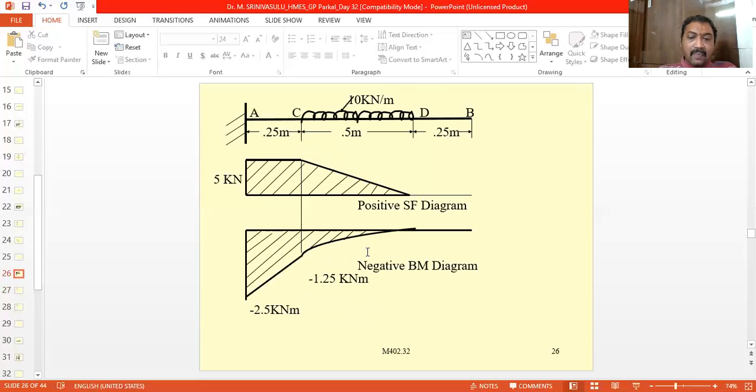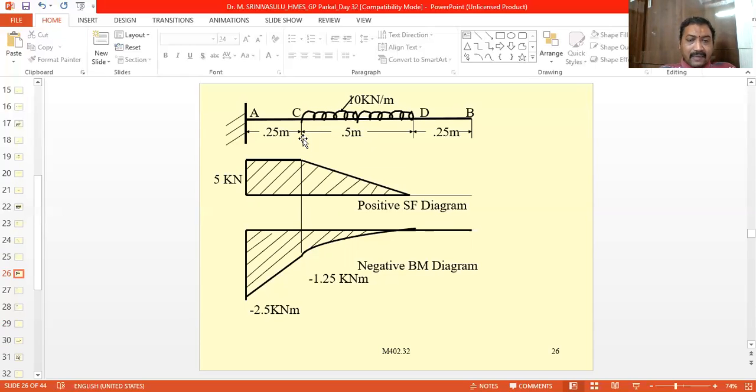Now coming to the point A. Here also, to the right there is no other force except this one. And what is this one? The total force is 10 kN into 0.5. Because the intensity is given in kilonewtons per meter, that is per meter length, we have to multiply the length of the span over which the load is acting with the intensity. So 10 into 0.5 is 5.